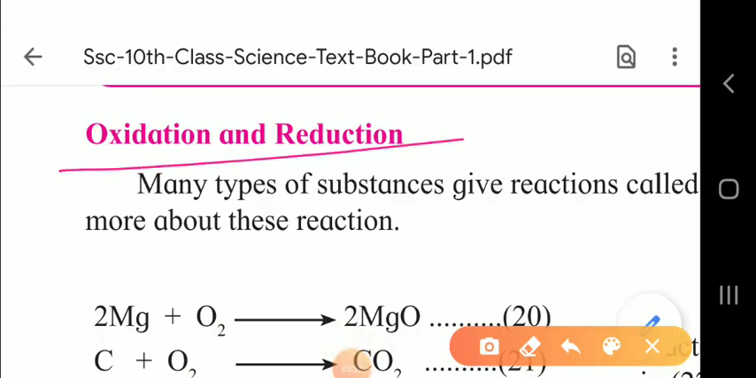So children, we will start from oxidation and reduction. Here you can see that some reactions are given. In this we will see how oxidation and reduction take place. So first of all, we'll see that many types of substances give reactions called oxidation, and sometimes reduction is there. So let us see one equation.